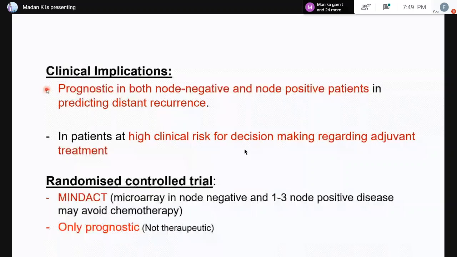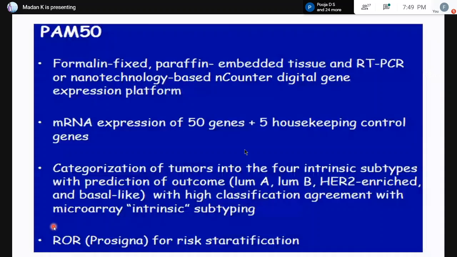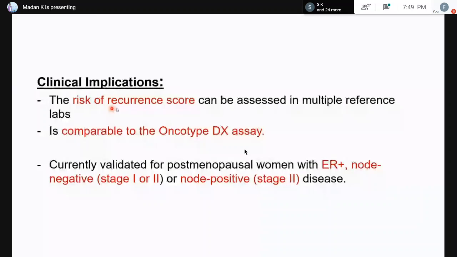And coming to PAM50, this is an RT-PCR based assay, which checks for the expression of 50 cancer-related genes and 5 positive or normal control genes. And here, the risk of recurrence is calculated. As I mentioned, the clinical implication being the risk of recurrence score, which is estimated by multiple reference labs, and this risk of recurrence is comparable with that of Oncotype DX.